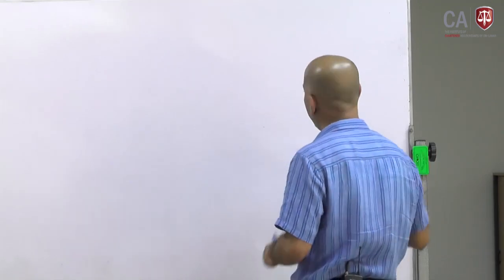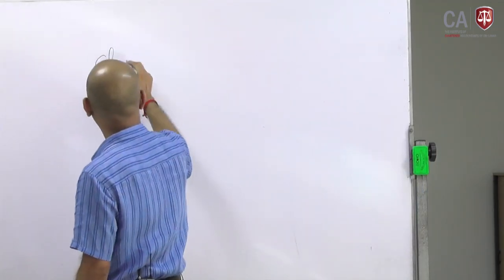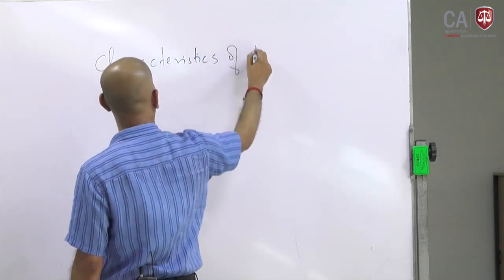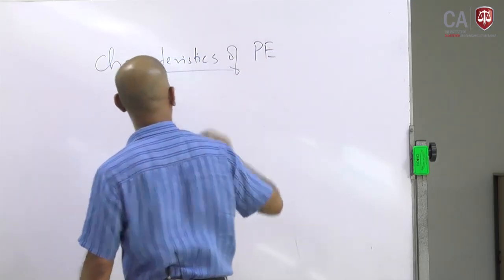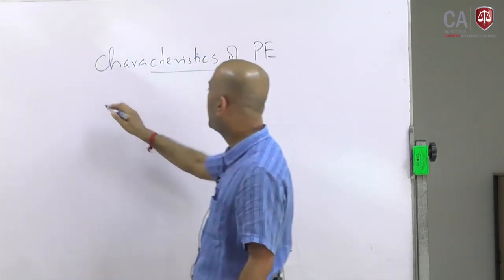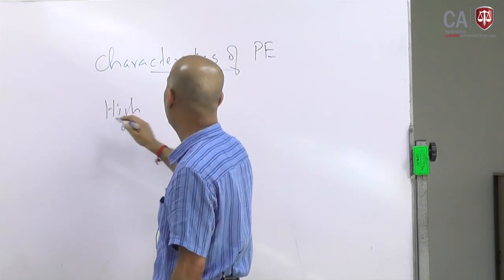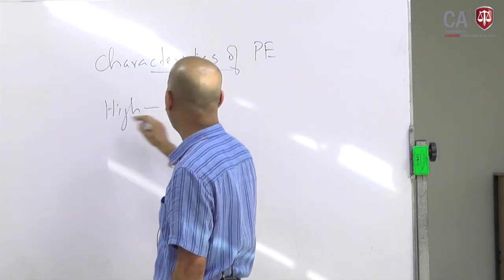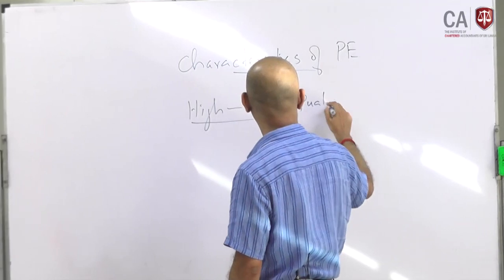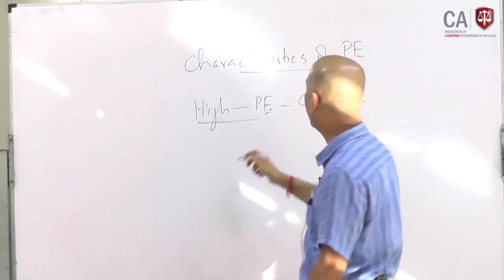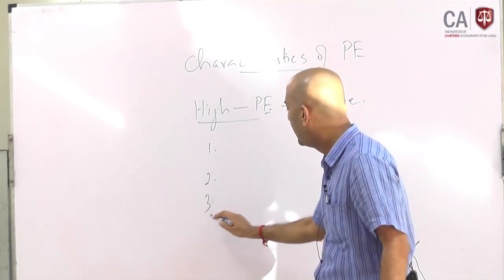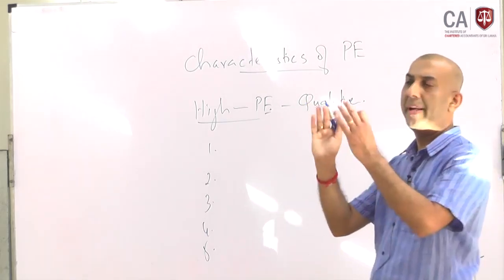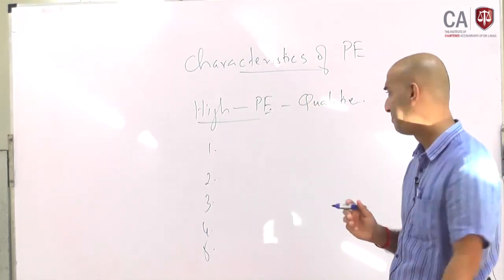Then there are some characteristics of the PE ratio. If you see a company, an industry, or a market having a high PE ratio, what are the qualities or characteristics? You will see there are certain characteristics attached to a higher PE ratio. So what are those?